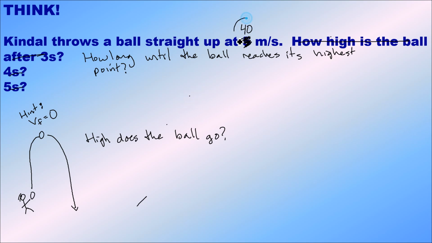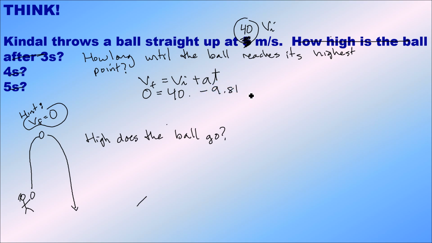Okay, this is our initial velocity. This is our final velocity. So we'll use this formula. And we don't know the time. We're actually being asked, well, how long? So that's time. This is 0. This is 40. And then gravity is negative 9.81. And time we don't know. So now we need to solve this equation.